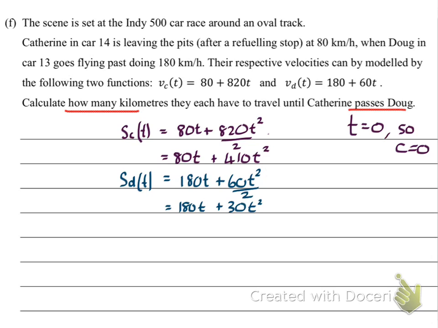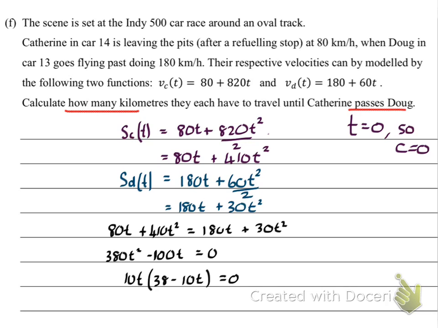Now when does Catherine pass Doug? That means the distance between them will be 0. So we make those two equal, and we subtract one from the other. Factorize. You can find your two solutions are 0 and 5 over 19 or 10 over 38, or you could write it as a decimal.